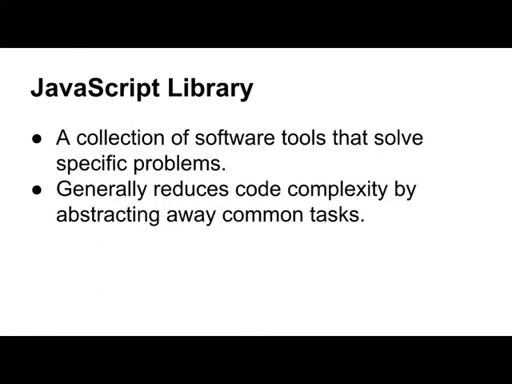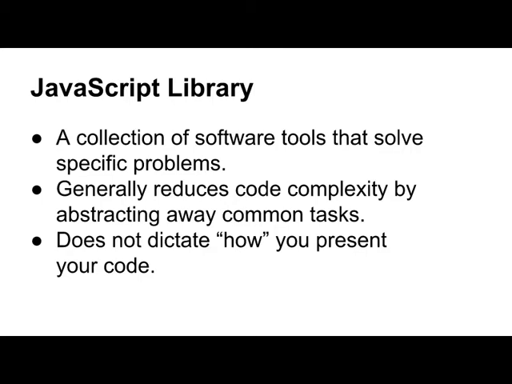So generally, a library reduces the code complexity. It gets rid of a lot of the hard stuff for us. So instead of having to figure out, oh, in Internet Explorer 7, this doesn't work because it's too old and nobody likes it anymore, in Chrome it works, jQuery is actually going to figure out how to solve those problems for us, so we don't have to worry about it. And I'm going to tell you what that means in a minute. And it doesn't dictate how you present your code. So you can write your code however you want, within reason, and it'll just work.